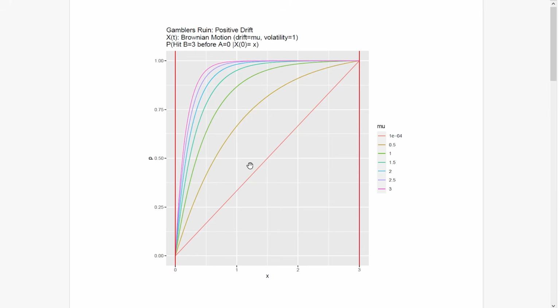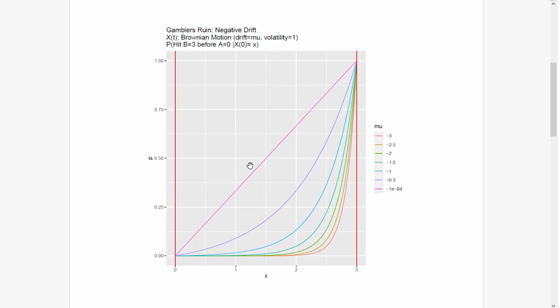So these probabilities vary with the different model parameters. Here is the corresponding graph when there's a negative drift.